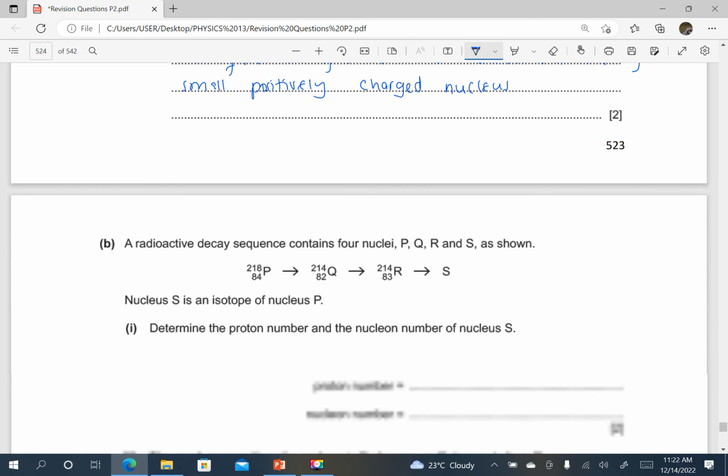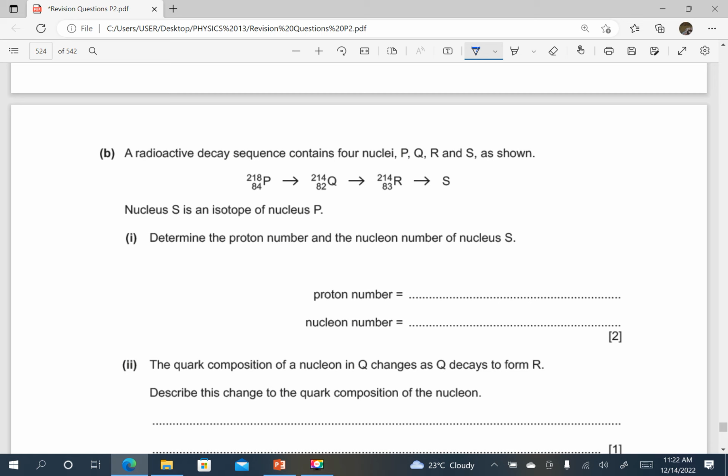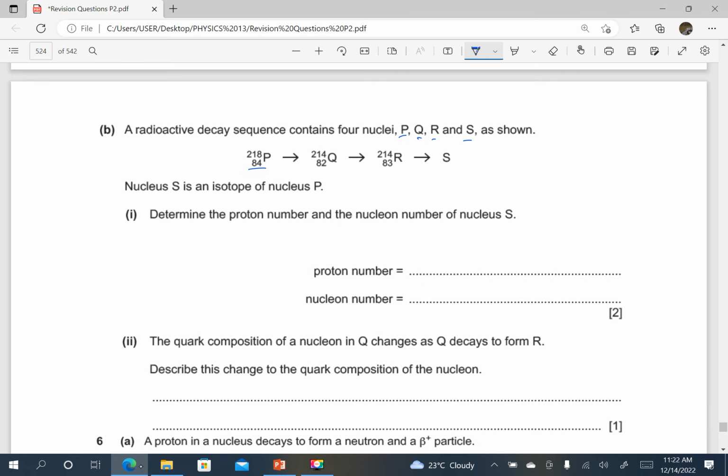A radioactive decay sequence contains 4 nuclei, P, Q, R, and S, as shown here. We see that P decays into Q, and the proton number is reduced by 2, nucleon number reduced by 4, so it has emitted an alpha particle. Then Q decays into R, proton number increased by 1, and nucleon number not changed, so this must be beta. It has emitted beta. I think this is beta plus. No, beta minus.